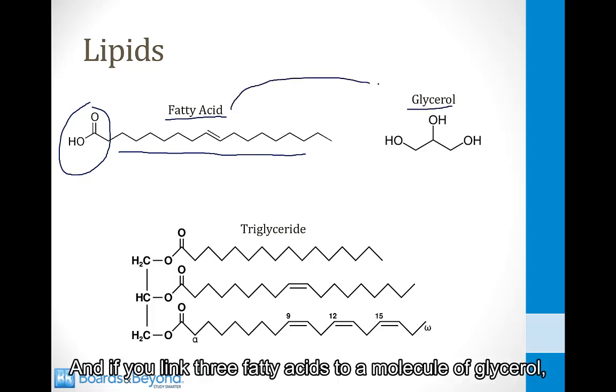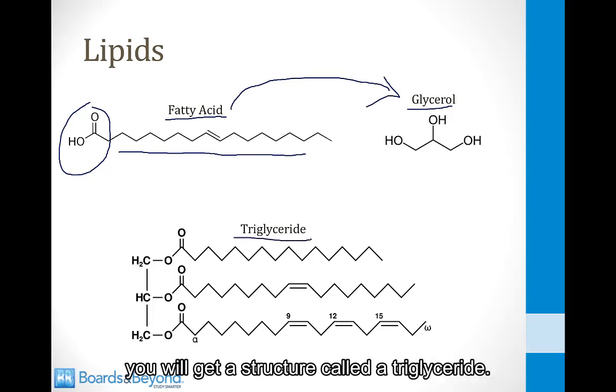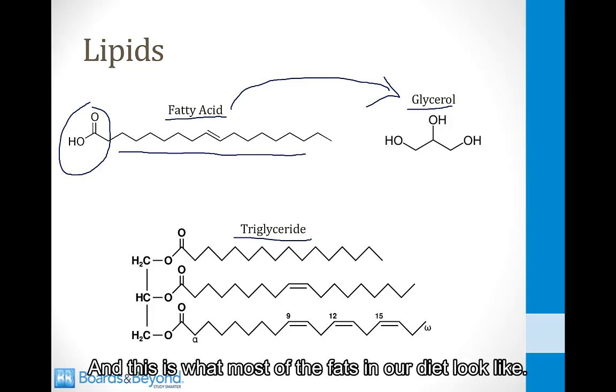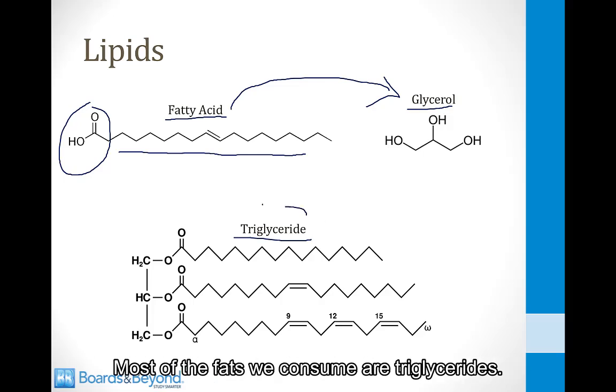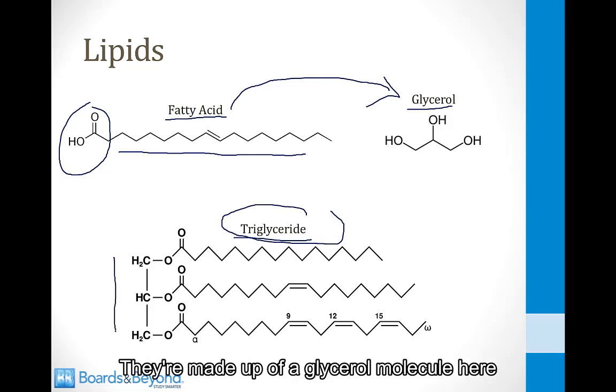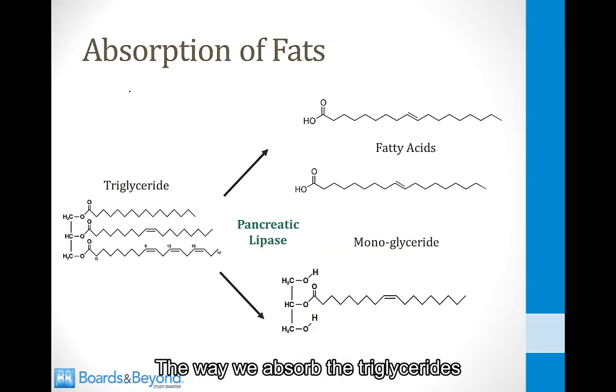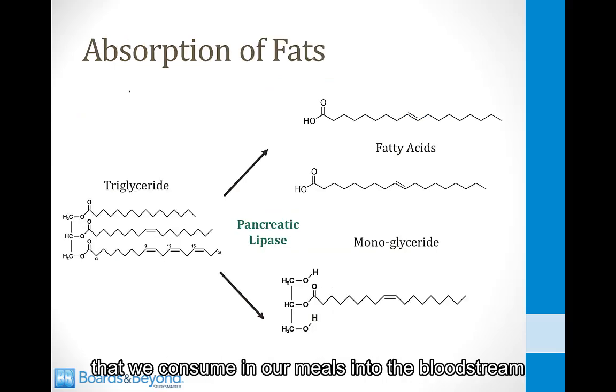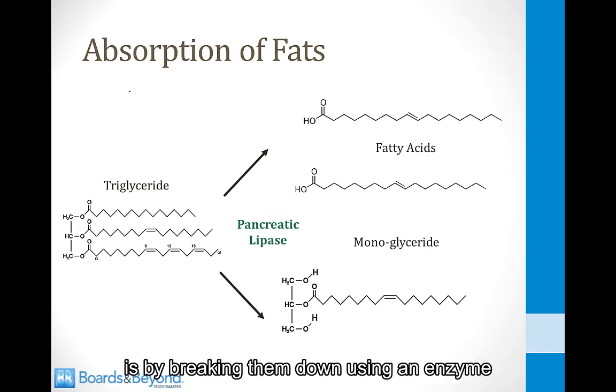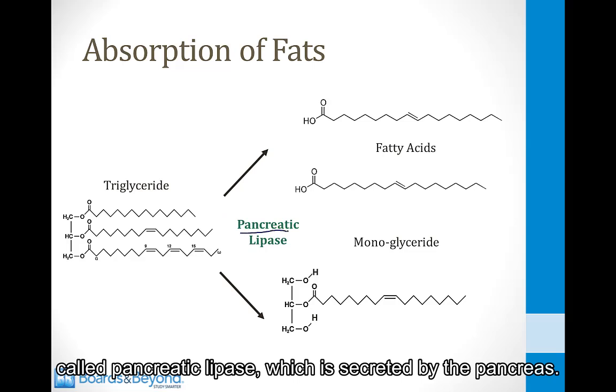And if you link three fatty acids to a molecule of glycerol, you will get a structure called a triglyceride. And this is what most of the fats in our diet look like. Most of the fats we consume are triglycerides. They're made up of a glycerol molecule here attached to three different fatty acids. The way we absorb the triglycerides that we consume in our meals into the bloodstream is by breaking them down using an enzyme called pancreatic lipase, which is secreted by the pancreas.